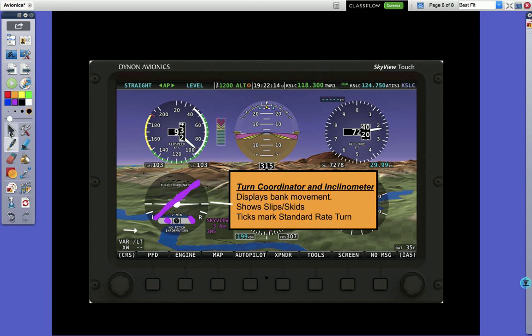One cool thing to remember about this is that each of those tick marks is going to mark a standard rate turn. So when those wings touch either of these tick marks here, that is going to be a standard rate turn, which is 3 degrees per second of heading change. So for instance, if your wing is exactly right here on this mark to the left, every second you will be changing 3 degrees, okay? 3 degrees per second. So that would be a 2-minute turn.